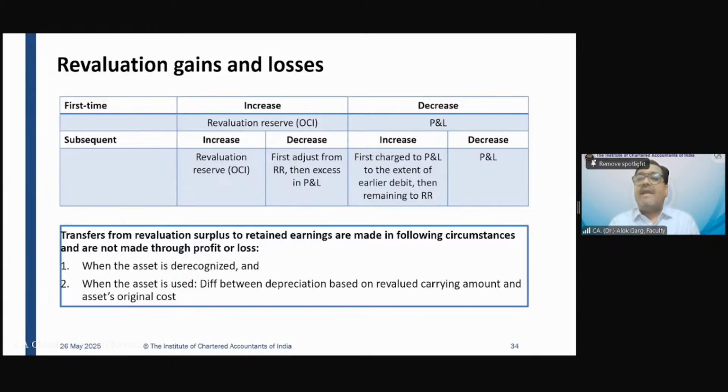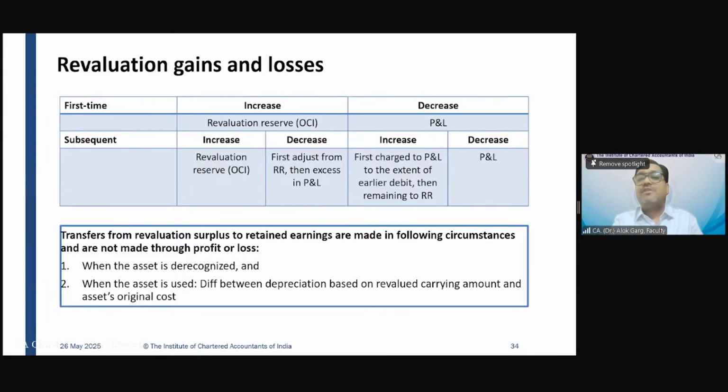In the next year, from 95,000 it becomes 1,05,000. Now what is the accounting entry? From 95 it becomes 105, so 10,000. Intangible asset debit 10,000 to impairment gain in P&L 5,000 and to revaluation reserve OCI 5,000. Yes, friends, this was the revaluation gains and losses accounting treatment.